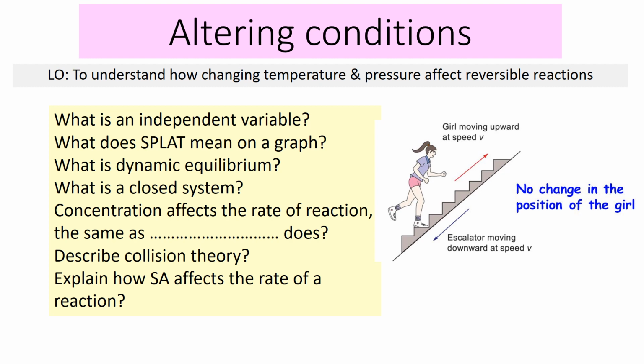Today we're learning about altering conditions. So basically, how, if we change temperature or pressure, will that affect a reversible reaction? What will happen to the amount of product and the amount of reactants that we have?